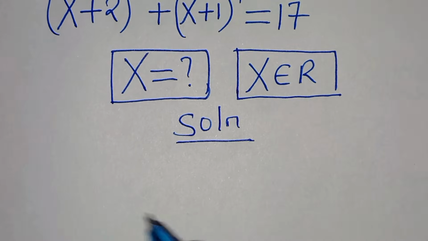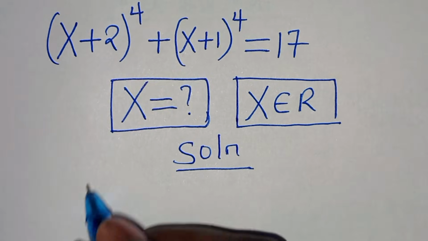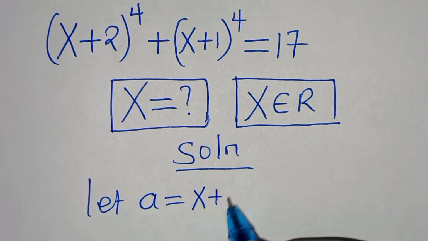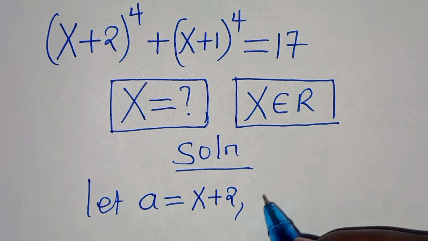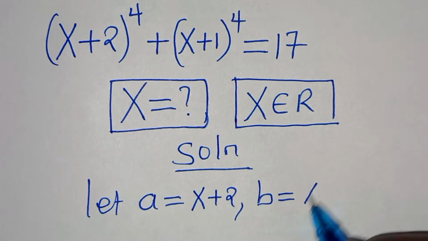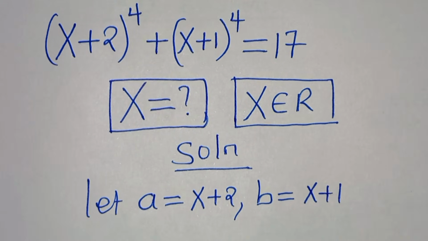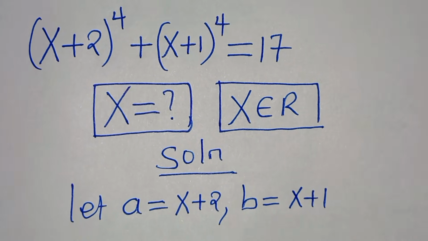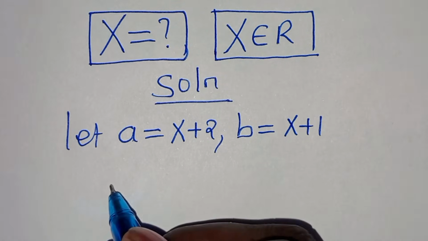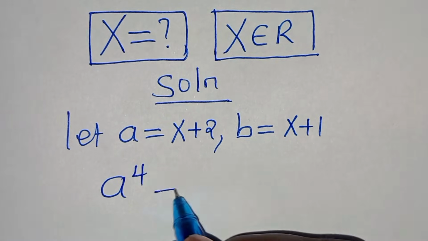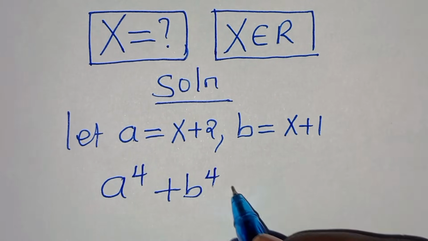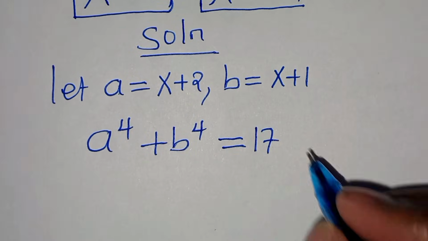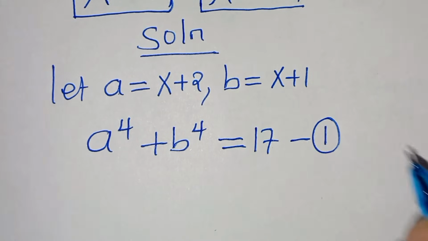Now, we can express x plus 2. We can let a be equal to x plus 2, and we can let b be equal to x plus 1. So let's express this equation here in terms of a and b. So this implies we have a to the power of 4 plus b to the power of 4. This is equal to 17. Let's call this equation 1.